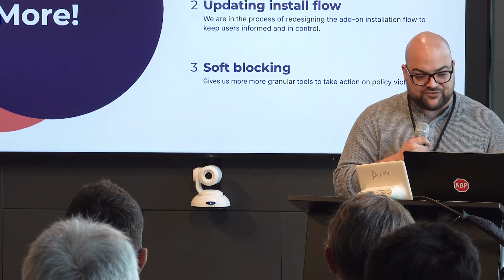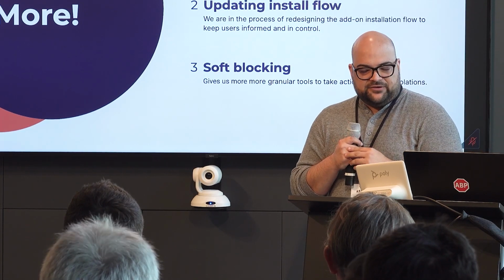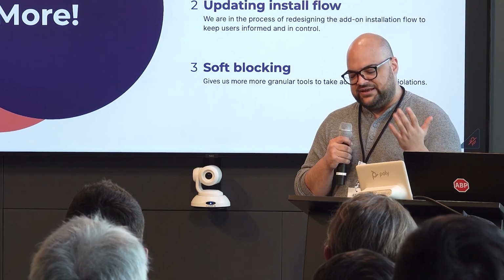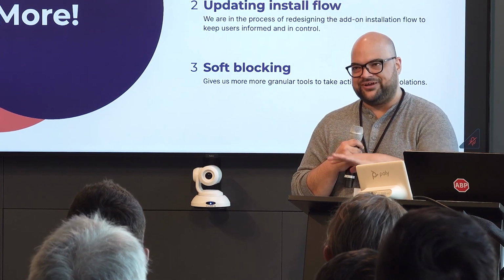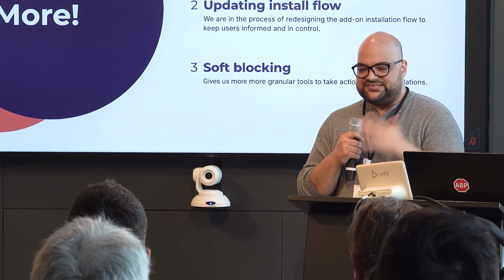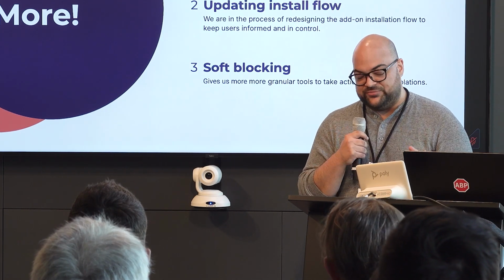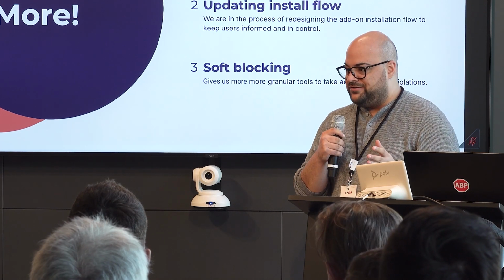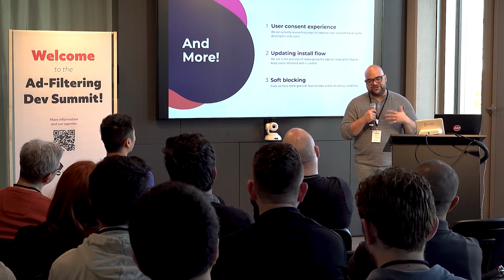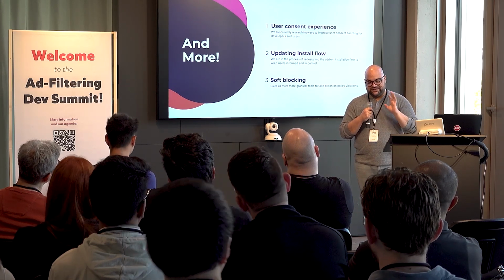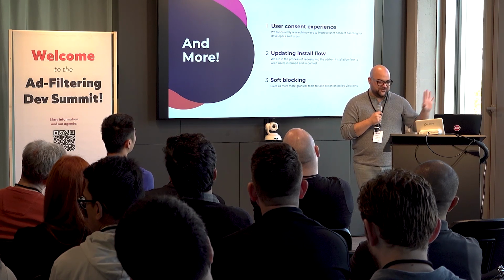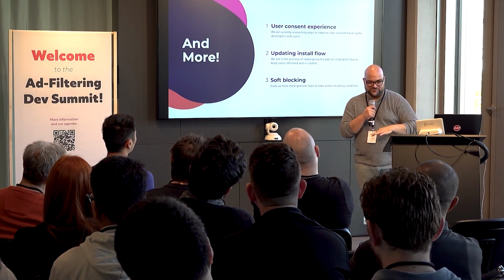And finally, soft blocking. For those that aren't familiar, we have the concept of hard blocking: if an egregious issue is identified during a review, we can disable an extension and remove it from user devices. We can disable it, and users don't have the option of re-enabling it. It basically says this thing is gone, you can't use it anymore. So this was a thing you had installed and now it doesn't work.